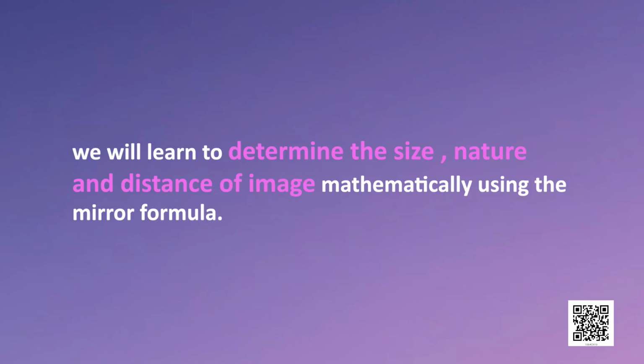In our previous session, we learnt about the image formation using spherical mirrors for objects placed at various positions in front of them. We also learnt about the characteristics of the image formed. In today's session, we will learn to determine the size, nature and distance of images mathematically using the mirror formula. However, prior to learning the mirror formula, we shall learn the sign conventions used for mirrors and lenses.